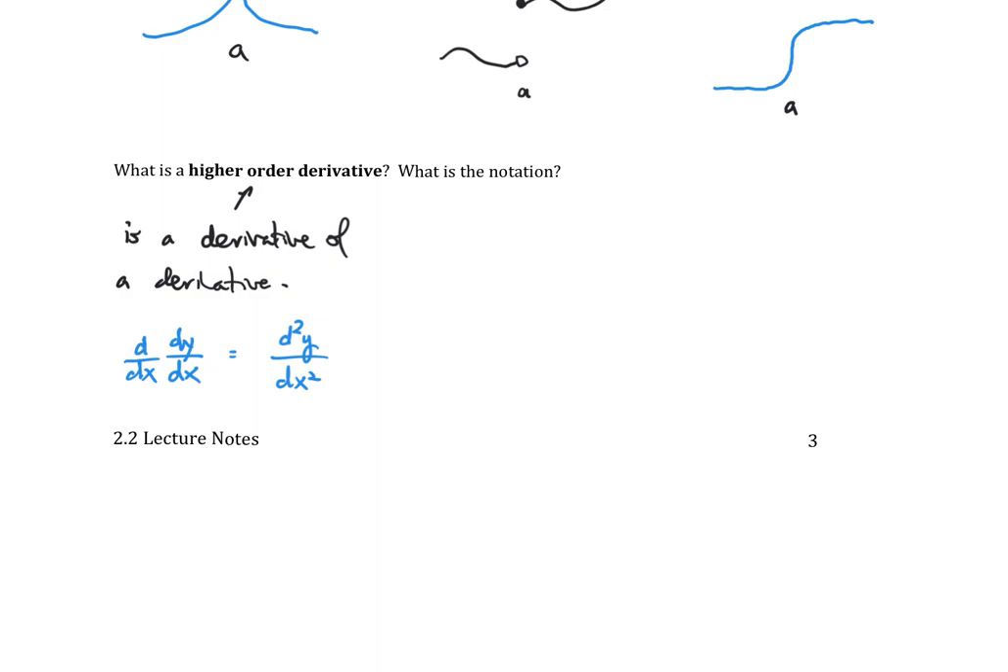Another way that we do it is we say, f prime of x, then f double prime of x, then f triple prime of x. For some reason, when we get higher than 3, we start to put the number of the derivative, so the fourth derivative, but we put that in parentheses, kind of as a superscript. But this is what a higher order derivative looks like.